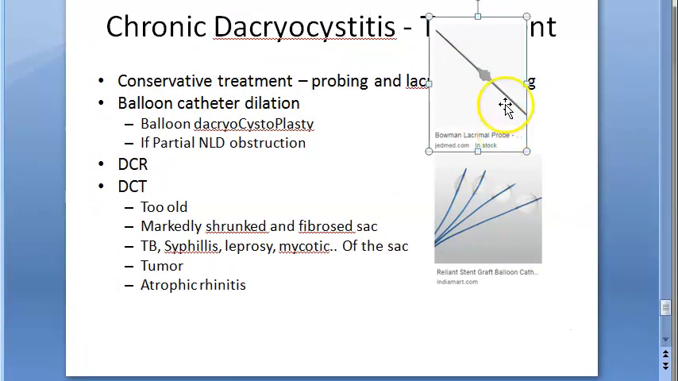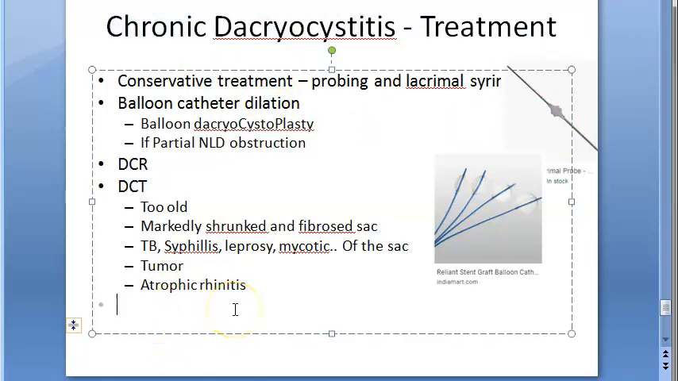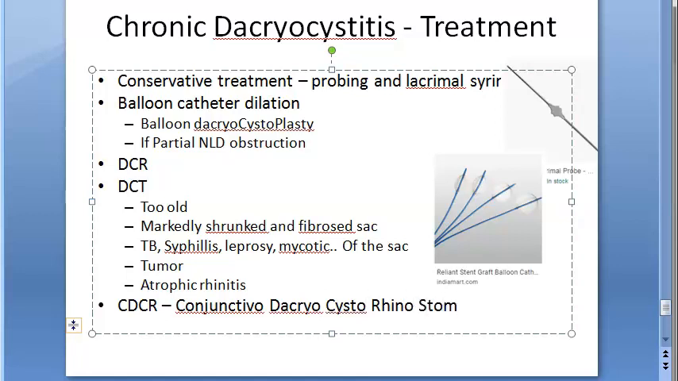We are looking at chronic dacryocystitis treatment today. The fifth point they are mentioning here is conjunctivodacryocystorhinostomy. Look at the name of the surgery, CDCR, that is conjunctivodacryocystorhinostomy.